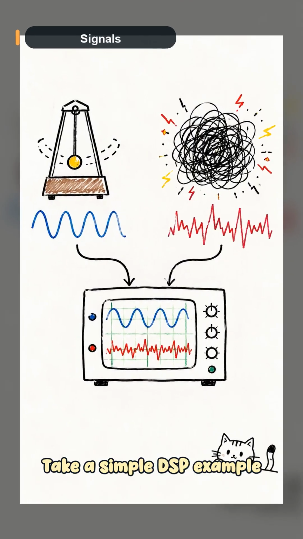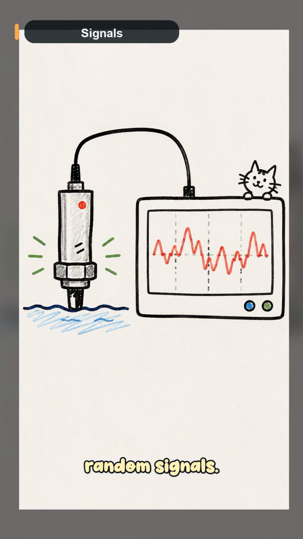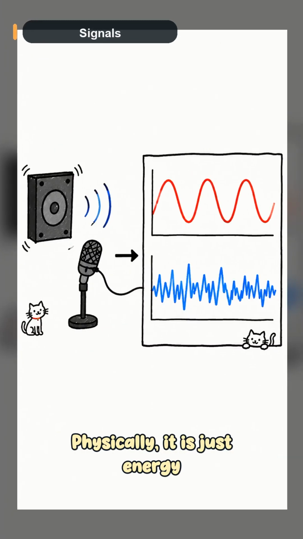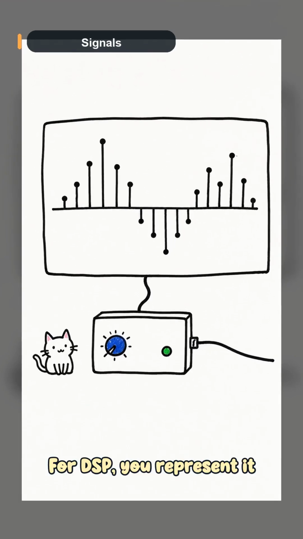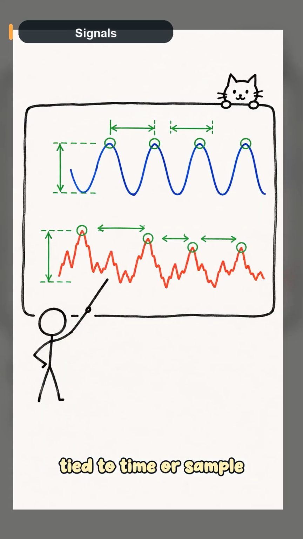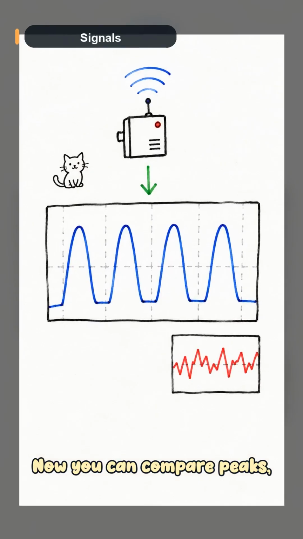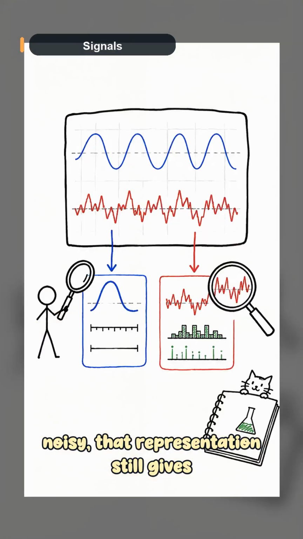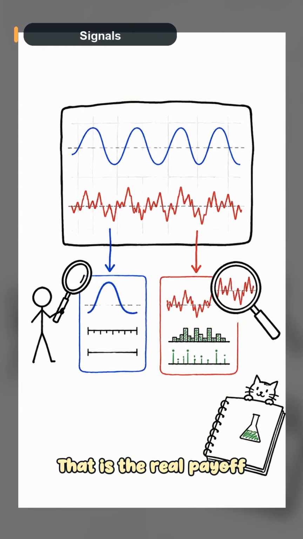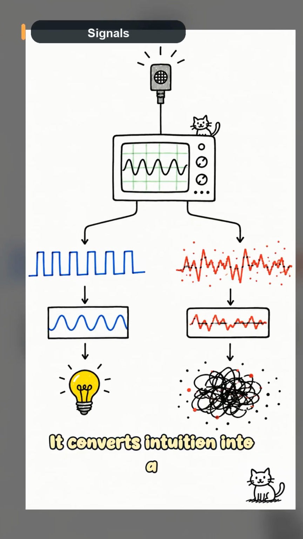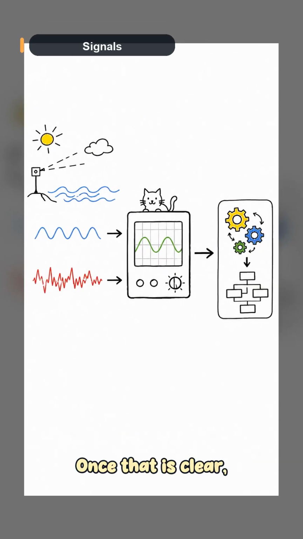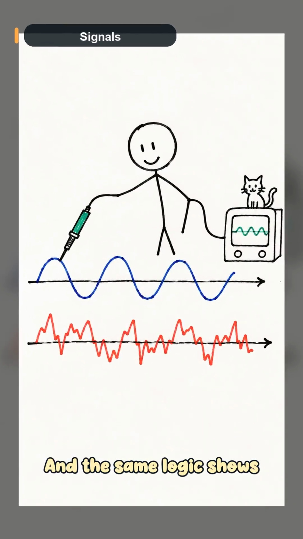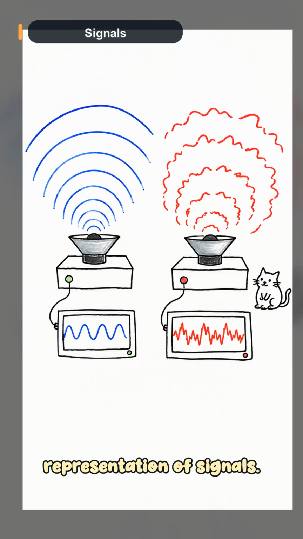Take a simple DSP example built around deterministic and random signals. Suppose a sensor produces a changing voltage over time. Physically, it is just energy varying in the world. For DSP, you represent it as a signal with amplitude tied to time or sample number. Now you can compare peaks, timing, and trends in a repeatable way. If the same sensor is noisy, that representation still gives you something analyzable. That is the real payoff of this concept. It converts intuition into a form that algorithms can use. Once that is clear, harder DSP tools feel like extensions instead of magic. And the same logic shows up again in the physical representation of signals.